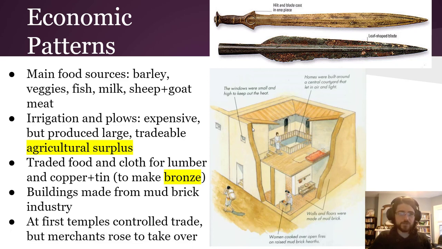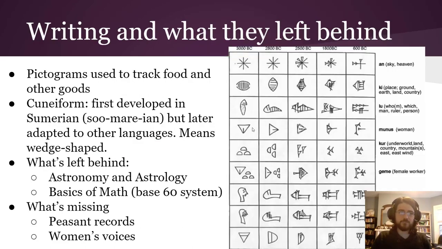And at first, temples controlled the trade. That seems to be what we understand about how trade worked back then. But over time, the whole merchant class rose and developed merchant guilds and organizations, and they really took a lot of power. So it was the king, merchants, and priests all sharing power in this system.